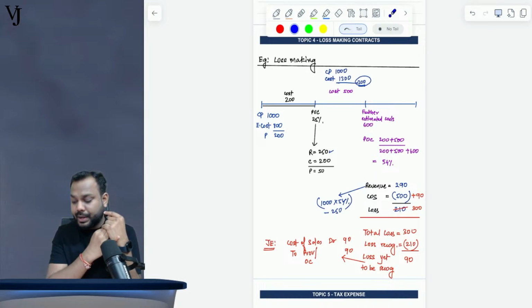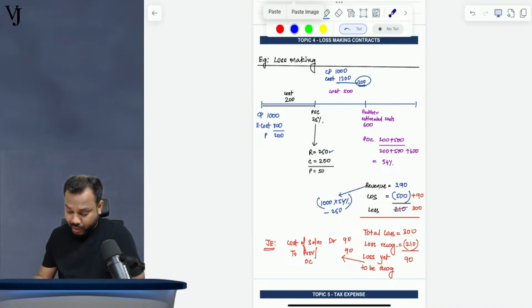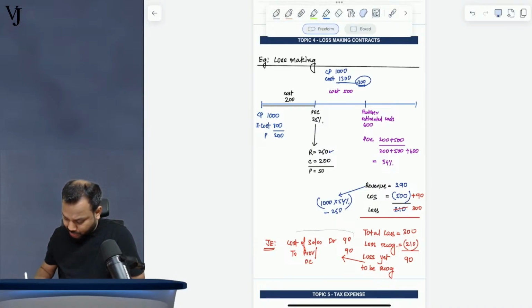Guys, it is a very important concept for both FR and SBR students. Each concept which I'm discussing today is equally important for both FR and SBR.